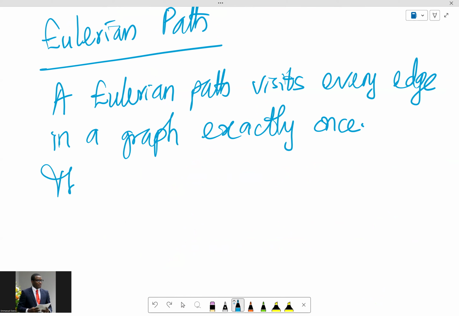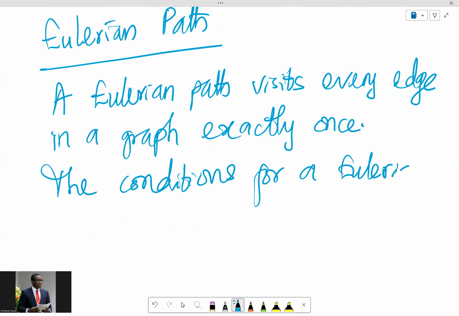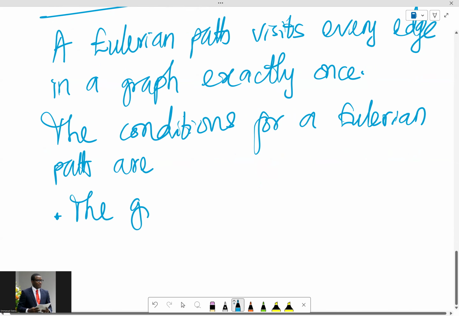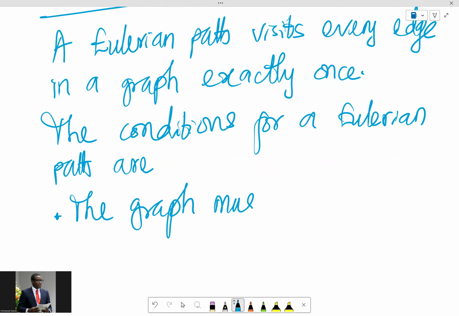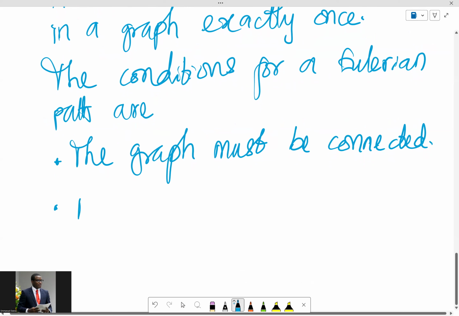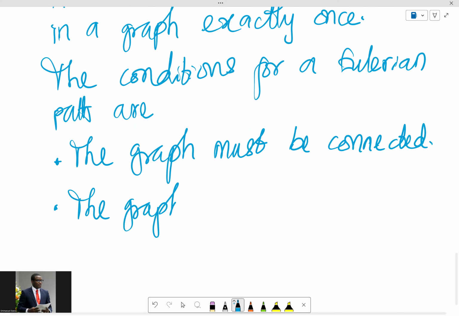So the conditions for a Eulerian path: the first thing is that the graph must be connected. We already know that the graph must be connected, just like what you have for a Eulerian circuit. Then the second condition for a Eulerian circuit is that each vertex must have even degree, not necessarily two. The degree of each vertex must be even.